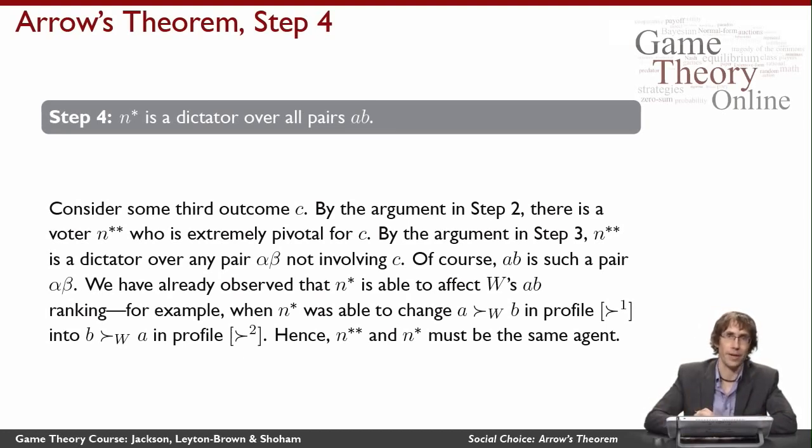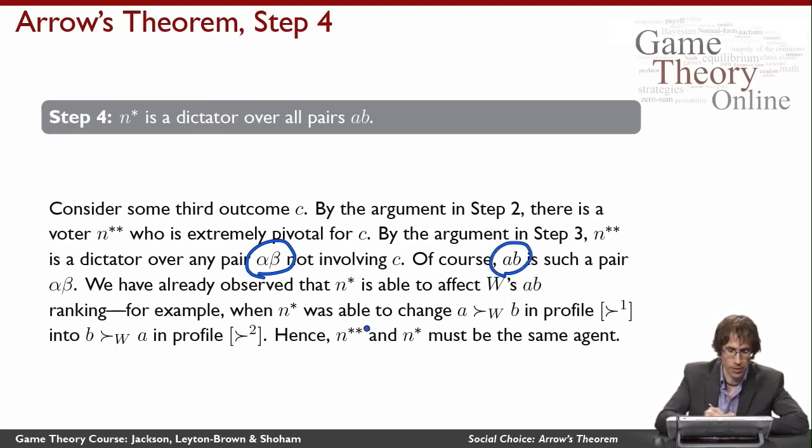Well, now I can use the argument in step 3 to say that this guy that we've just identified, n double star, is a dictator over any pair alpha beta, which doesn't involve C, right? I'm just basically running through the arguments I had before, but renaming the variables. So, of course, AB is an example of such a pair alpha beta, right? So by this argument, there's somebody who's a dictator over the pair AB. So what I want to show is that that person is n star. I might worry that there are different dictators for different things.